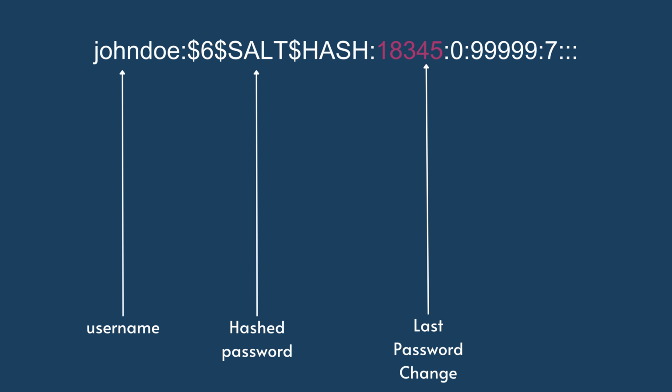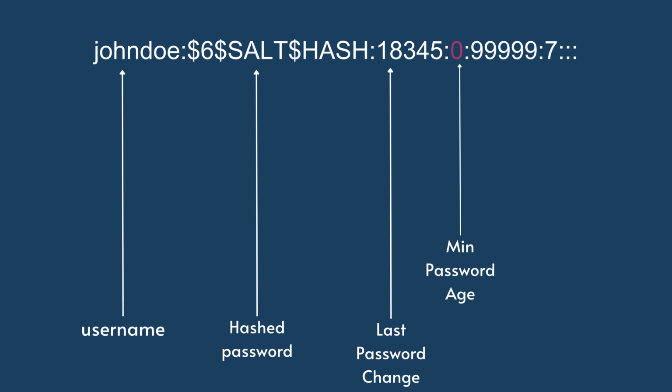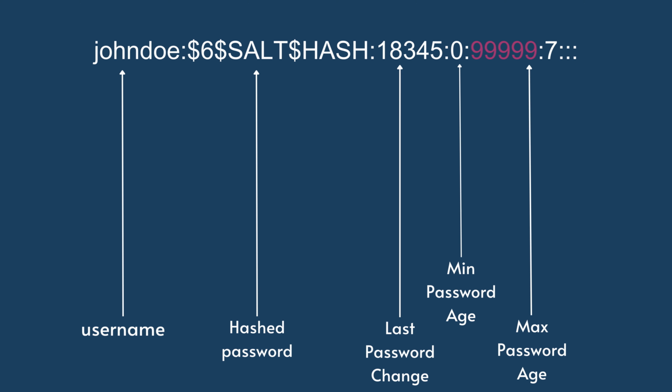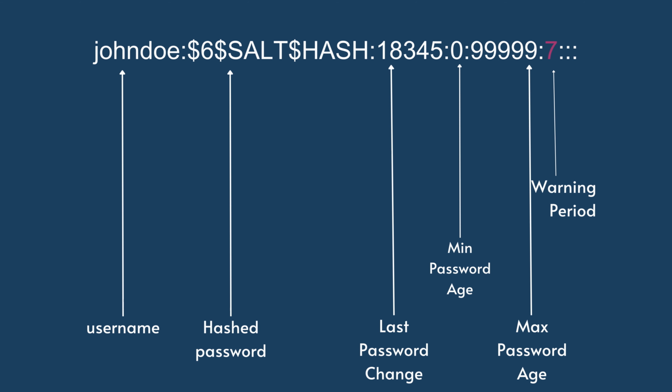After that is the last password change, then the minimum password age, then the maximum password age. The second last one is the warning period, which basically means the number of days prior to the expiration during which the user will be warned. And the last one is the remaining fields.